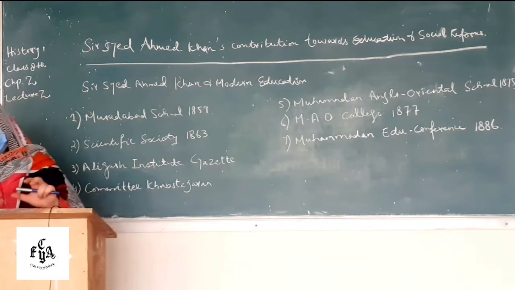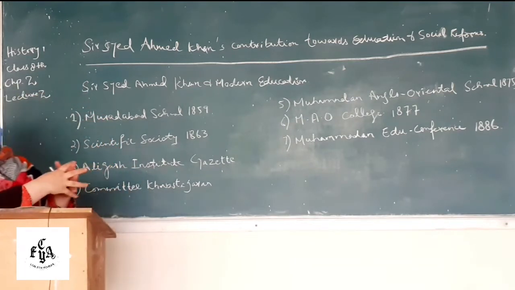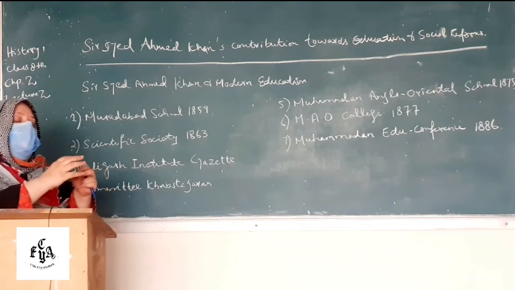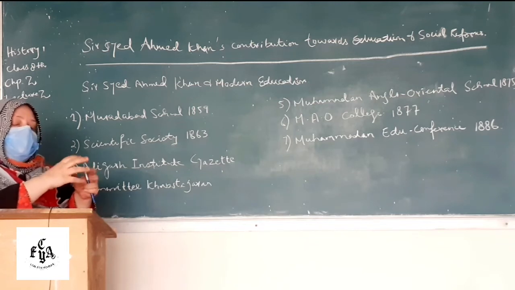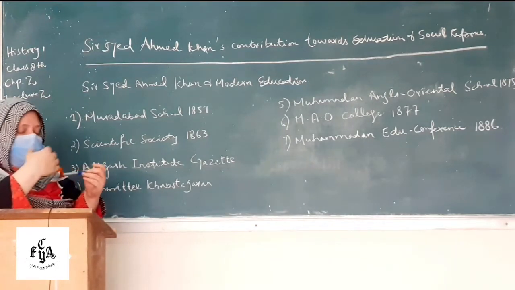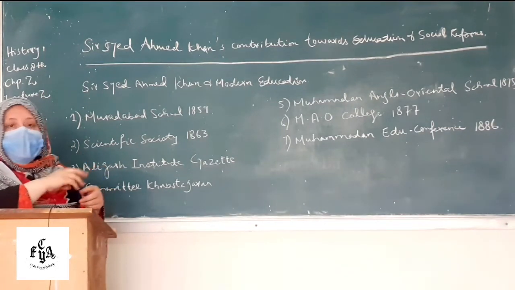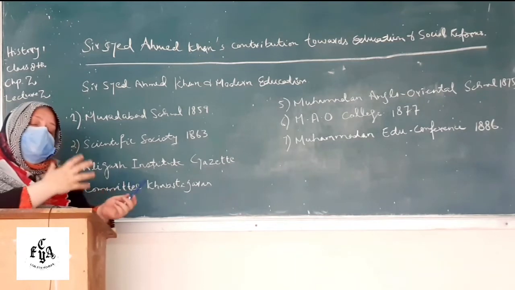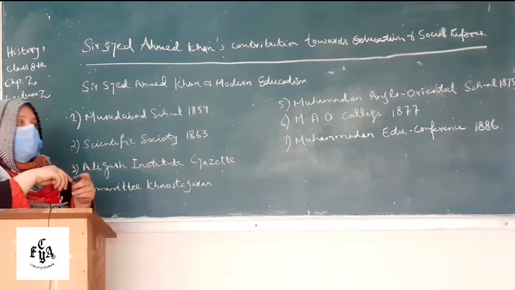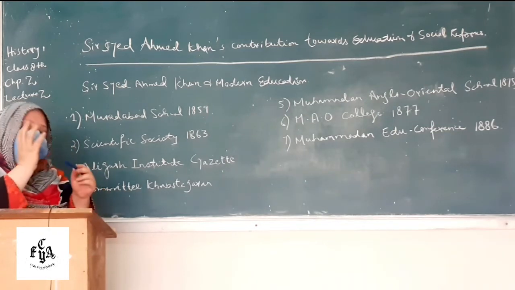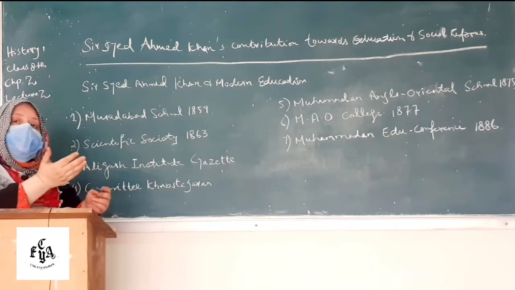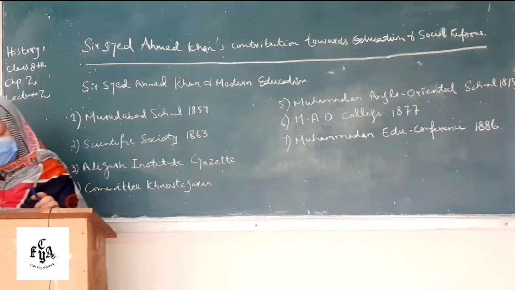As I told you, according to Sir Syed Ahmed Khan, the only solution to the Muslims' problems was to get modern education. So he wrote different articles and magazines to attract the Muslims towards this Western education, or at least to remove their ambiguities and make them realize that modern education is very important for them if they want to become a developed nation.